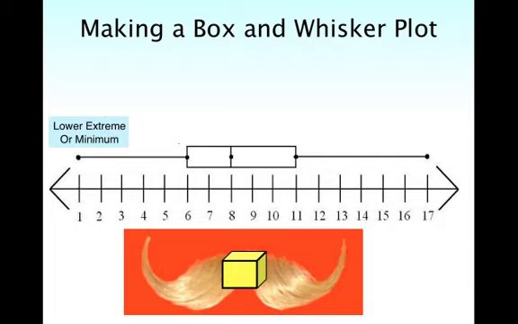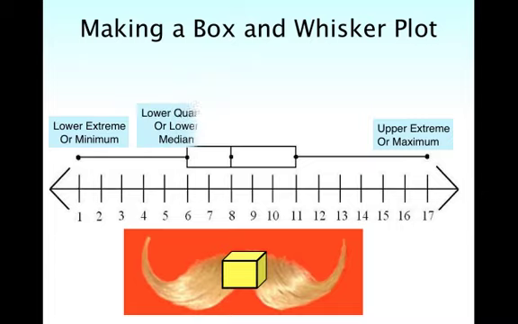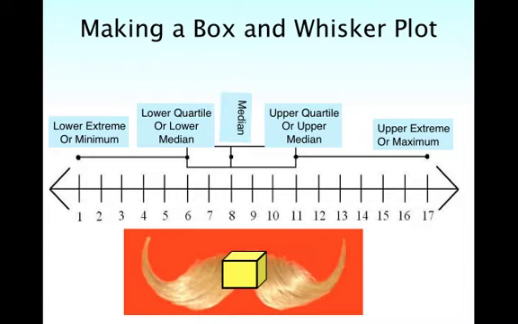So the first thing we're going to talk about is the lower extreme or the minimum. That's basically the smallest number, and that's the end of one of them. And then you have your upper extreme or your maximum. That'll be the biggest number. You have what's called your lower quartile, also known as your lower median, and your upper quartile or upper median. And finally, you have the median, which is the middle number.